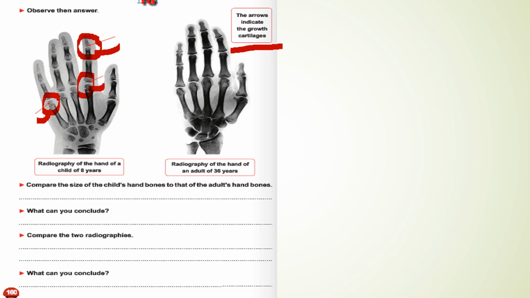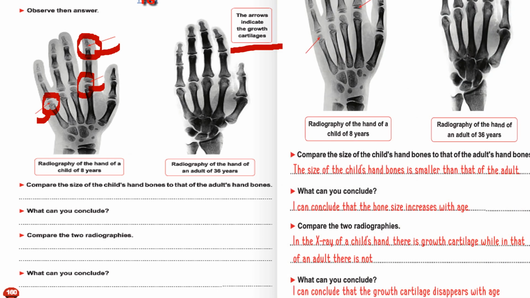Compare the two radiographies. We can say that the document shows that the growth cartilage is present only in the radiography of the hand of the child, while it's not present in the second radiography, which is the hand of the adult. What can you conclude here? We may mention that growth cartilage will disappear later on as the age increases. And these are the answers. Please pause the video and copy them.